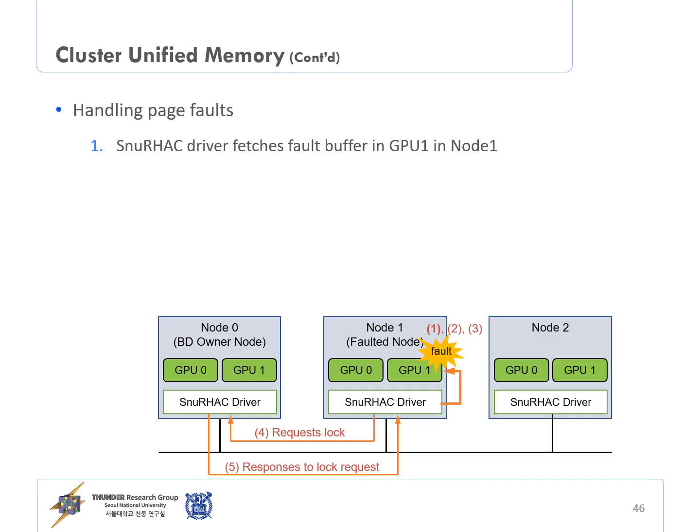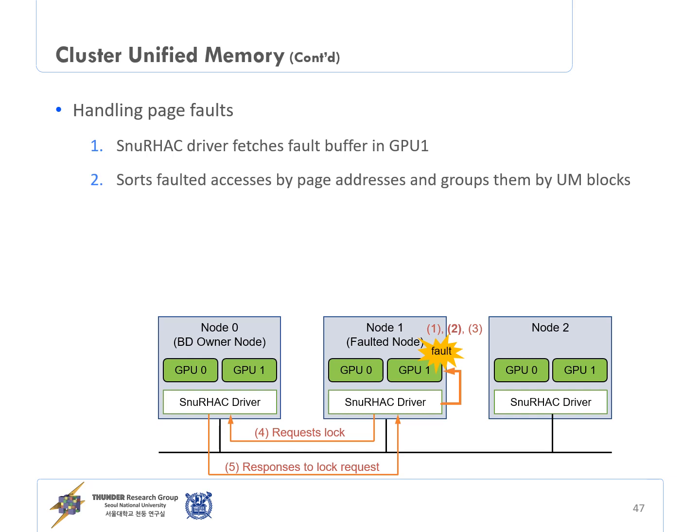Suppose that a page fault occurred in GPU 1 in node 1. The page fault handler in the SnuRHAC driver fetches the fault buffer in GPU 1. Fault buffer is hardware in NVIDIA GPU which stores the information for faulted accesses. The handler sorts faulted accesses by page addresses and groups them by blocks. For each faulted block, the handler finds a node that owns the corresponding block descriptor. We call this node BD owner node.